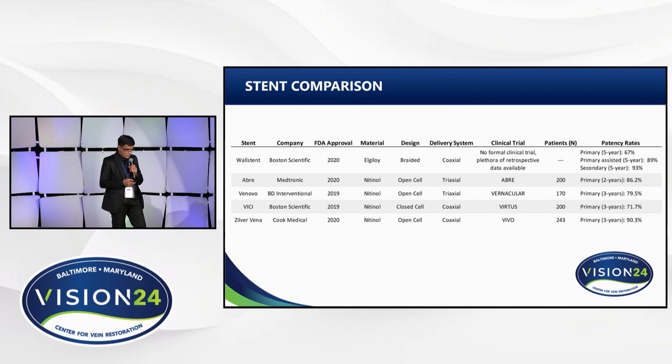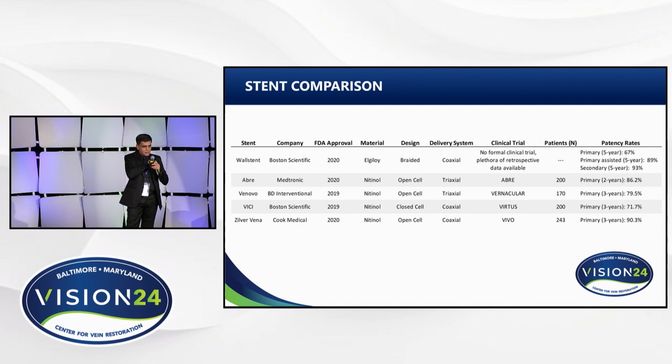The original stent was the Wallstent, which was FDA approved in 2020. Prior to that, they were being used off-label. It's made of a stainless steel alloy, with a braided design. There's no real multi-center randomized trial data, but there's a plethora of retrospective data available for these stents. The primary patency rate at 5 years was 67%, assisted primary at 5 years is 89%, and secondary patency rate is 93%.